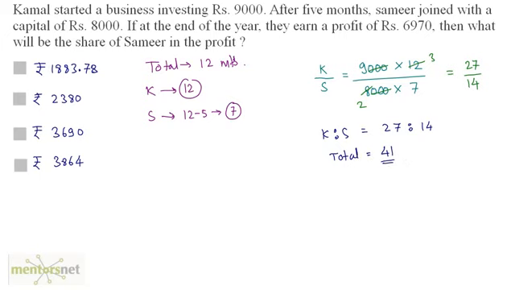Okay, so we have been asked Sameer's profit out of the total profit of 6970. So Sameer's profit is equal to, he earns 14 parts out of 41, so 14 by 41 times 6970. And when you solve this, you will get 2380. So the correct answer is option B.